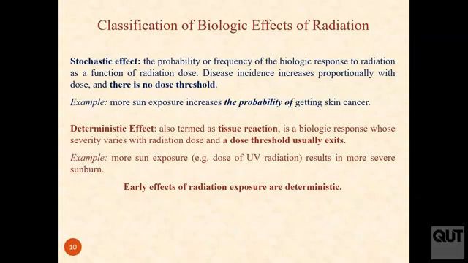Some more stochastic effects. We'll be covering stochastic effects next week. But a stochastic effect is a random effect, or a probability effect. So the higher a radiation dose, the more likely that you'll get a stochastic effect. This could be like cancer. But the actual severity of the effect itself doesn't depend on the dose. It's just the probability of getting it. So, for example, more sun exposure increases the probability of getting skin cancer.